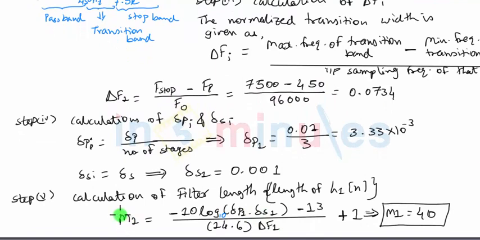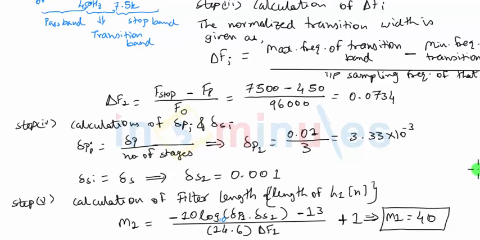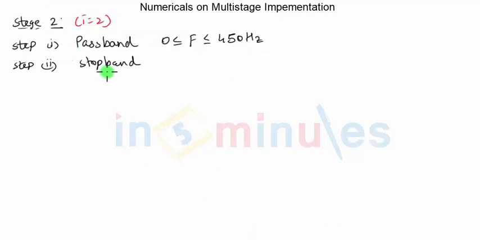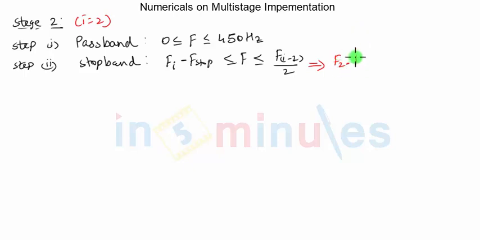So I will quickly show you the steps for stage 2 and stage 3. The explanation will be exactly same as what we discussed for stage 1. So stage 2 calculation, passband will not change. Stop band, let us see how stop band is going to change. Stop band will be, I will use the same formula, fi minus f stop less than or equal to f less than or equal to fi minus 1 by 2. And this will now mean that it is f2 minus f stop less than or equal to f less than or equal to, this will be i minus 1, i is 2 now, so 2 minus 1 will be f1 by 2.